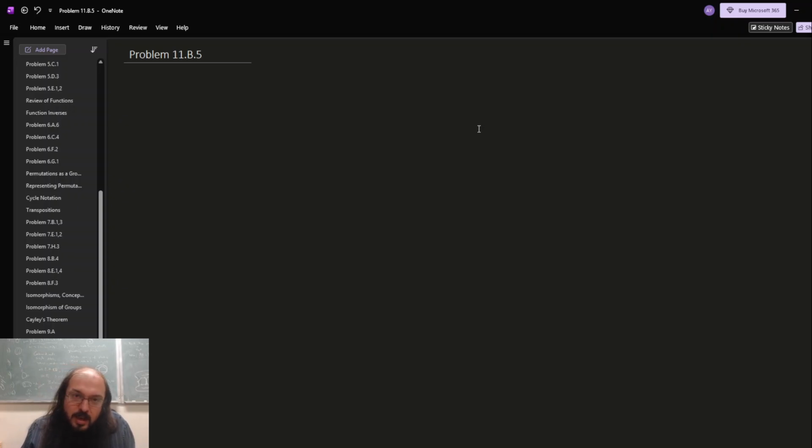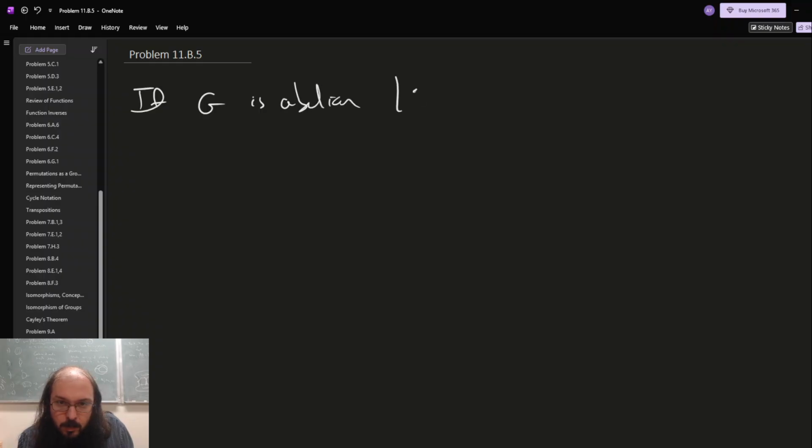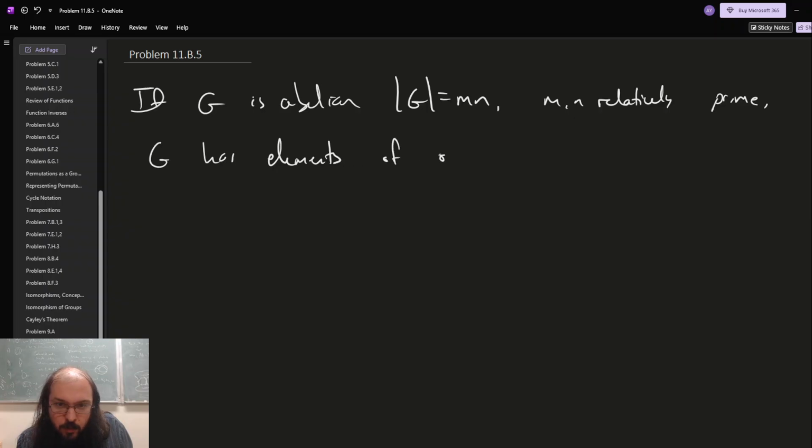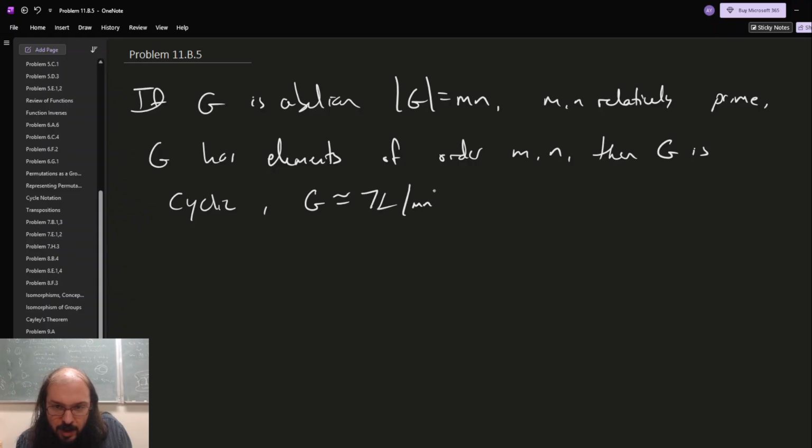In this problem, we investigate a property of abelian groups, which goes as follows. If G is abelian, G has order MN with M and N relatively prime, and G has elements of order M and N, then G is cyclic. So therefore, G is isomorphic to Z mod MNZ.